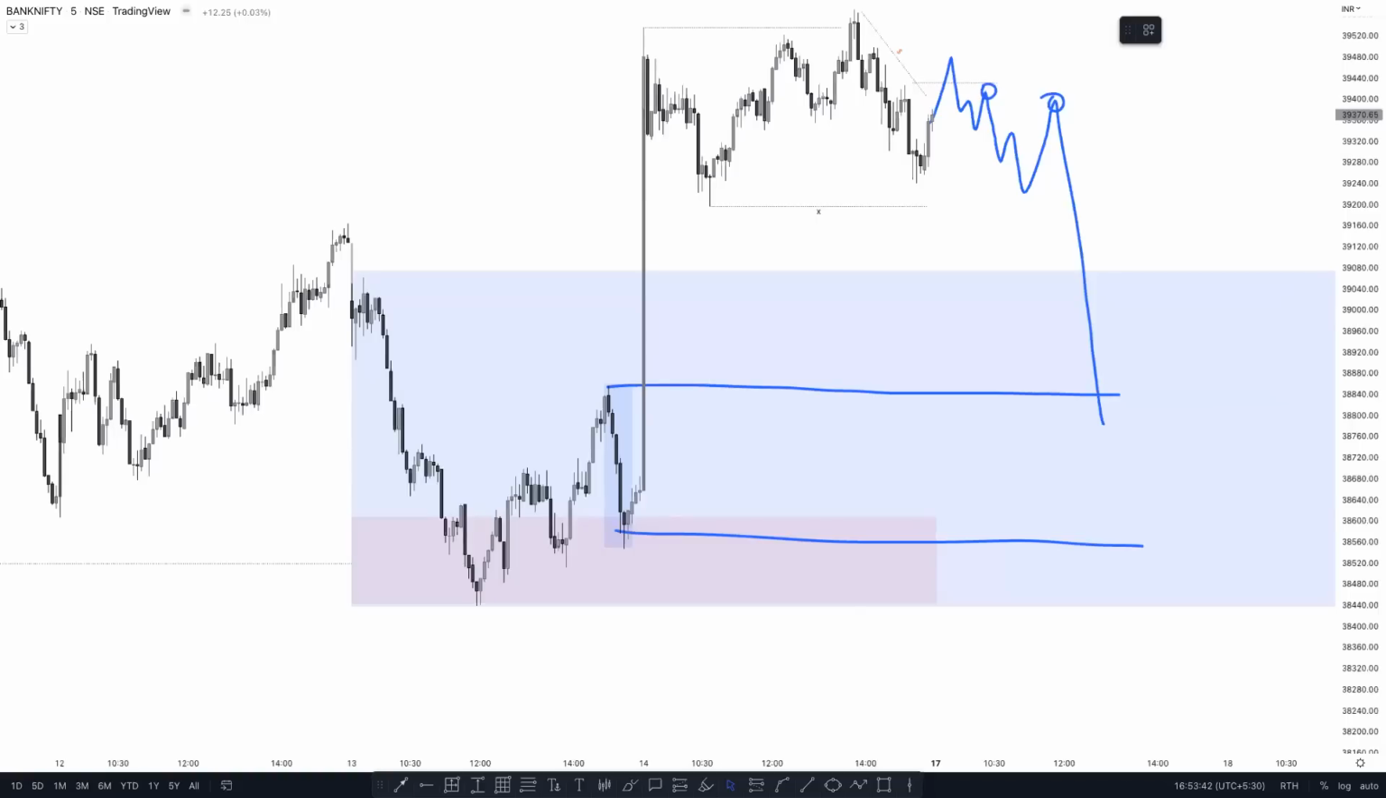How to identify a lower time frame entry? There are different ways to identify the lower time frame entry after a change of character, after the flip entry, and there are different ways.